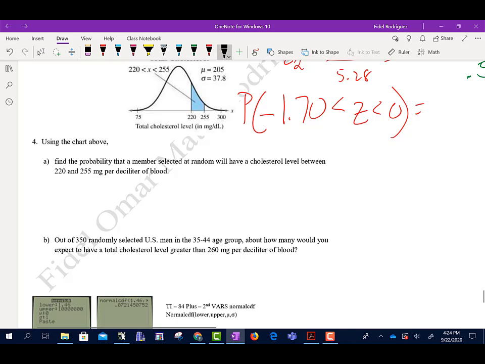Okay, so in this problem, here is my mean and my standard deviation. Remember, the first thing we're going to do is find our z-values. Z is equal to x minus mu over my standard deviation. I'm going to find two z-values. The first one is when x is 220, so 220 minus 205 divided by 37.8.